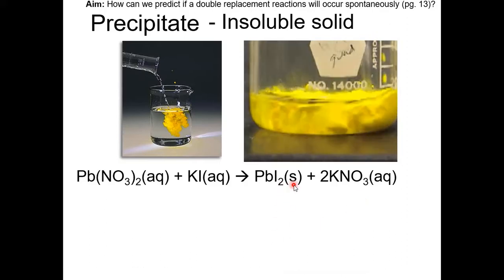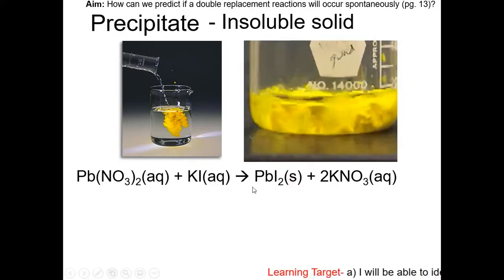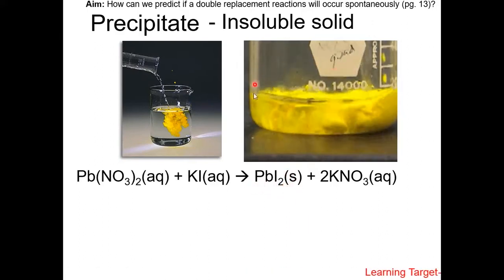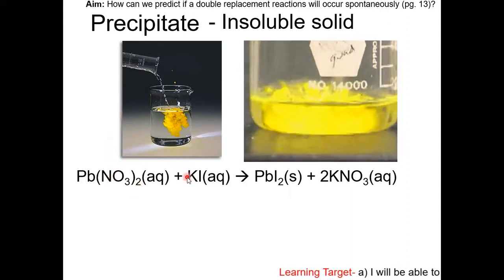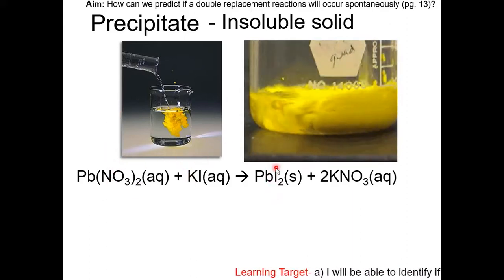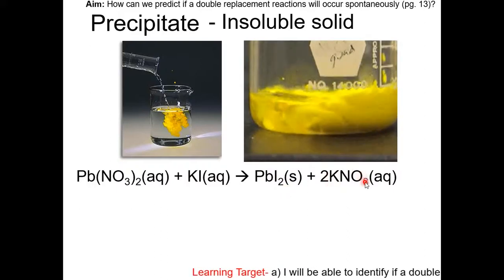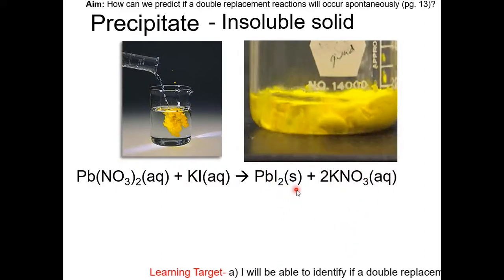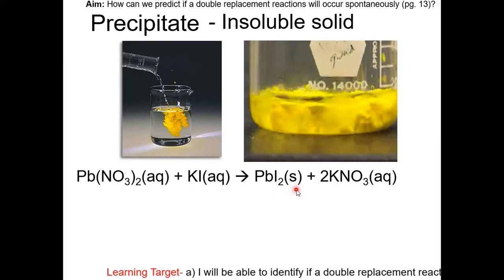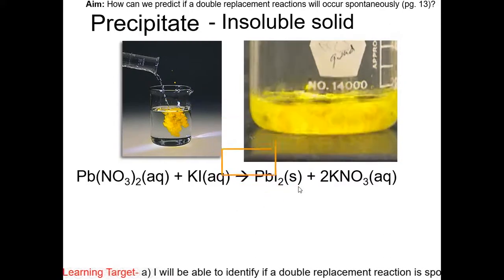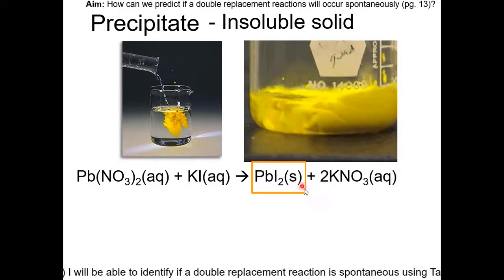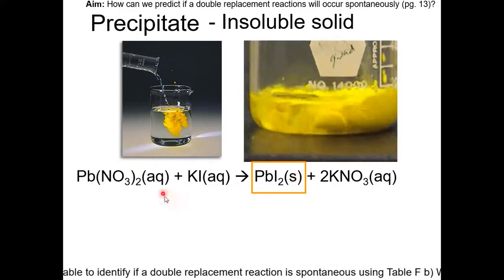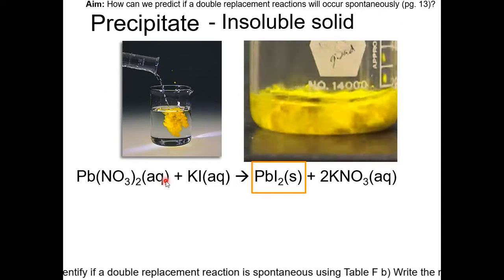So usually a precipitate will have a symbol S next to the substance. This reaction is showing lead nitrate reacting with potassium iodide to form lead iodide and potassium nitrate. You can tell from this chemical equation that lead iodide is a solid. That's the yellow stuff in this GIF here. So because it's forming a solid substance or a precipitate, this chemical reaction is spontaneous.